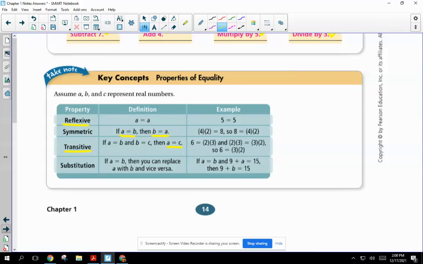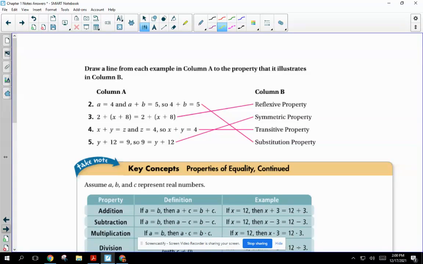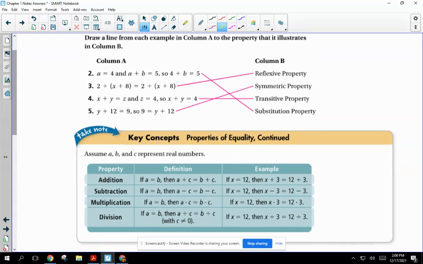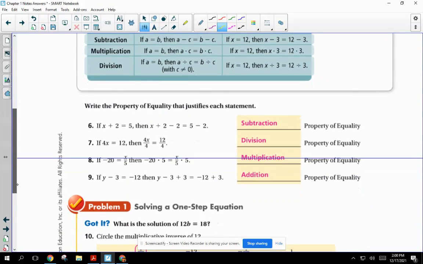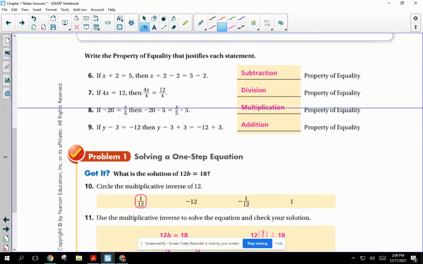All right, a lot of stuff there, but again, we do not need to memorize that stuff or the information right here necessarily. Reflexive, symmetric, transitive, and substitution we're going to go through quickly. And then key concepts: addition, subtraction, multiplication, and division have the properties of equality right here, more of them. We don't necessarily need to memorize those. We're going to skip over those quickly. This says, write the properties that justify each statement. This looks a lot like geometry, which a lot of you guys did not like. So we're not going to spend much time on things you do not like.